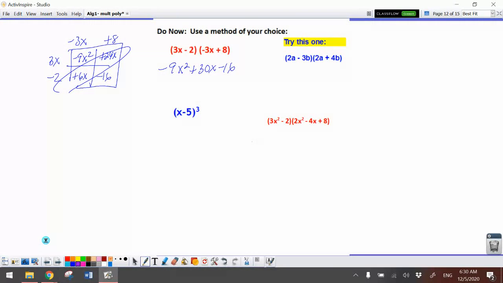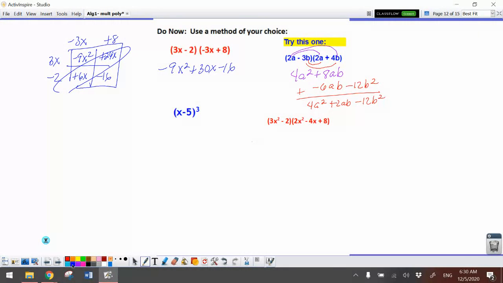Okay, I think on this next one, I'm going to go ahead and distribute. So 2a times 2a is 4a squared. 2a times 4b is a positive 8ab. Remember, the a's come before the b's. And I'm going to do my bottom distribution. So negative 6ab and a negative 12b squared. Combining, I have 4a squared plus 2ab minus 12b squared.